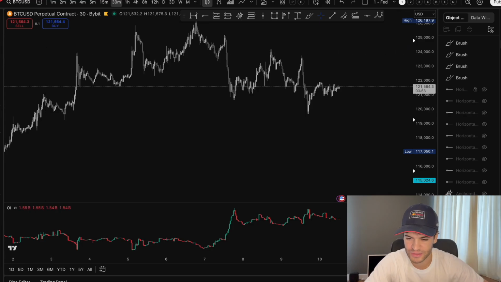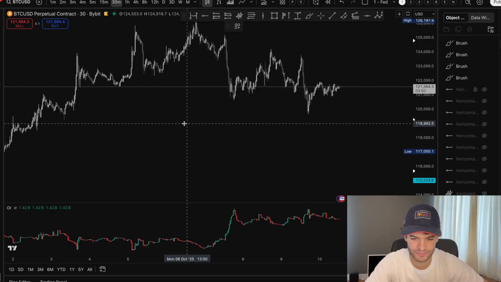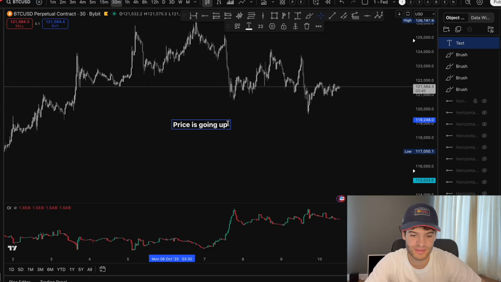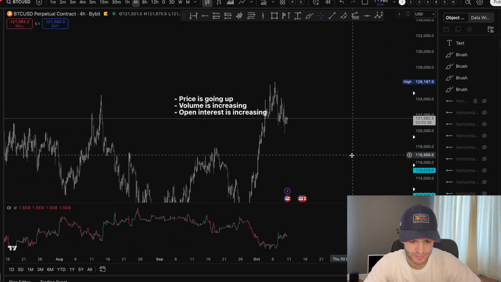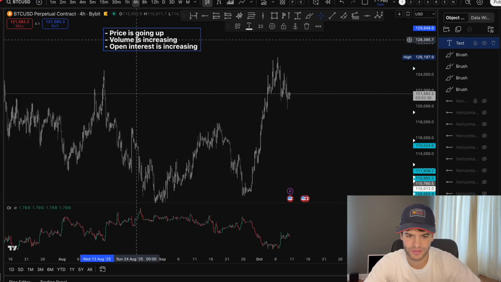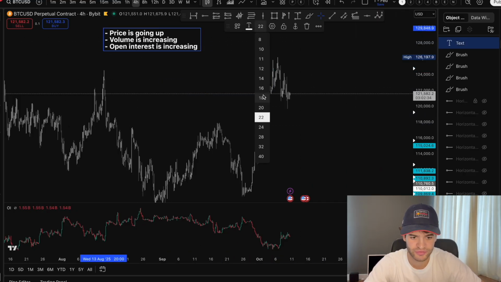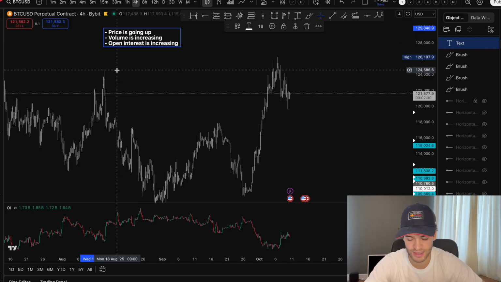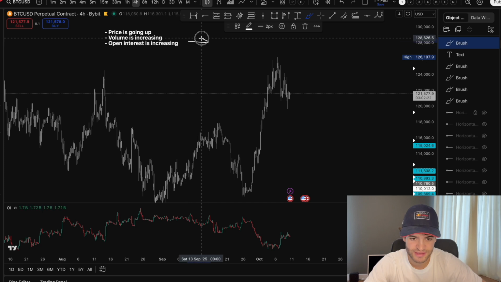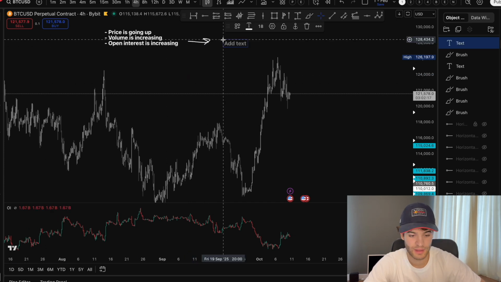So I'm going to make like a little table here to explain it better. So we have the first scenario where price is going up, volume is increasing, and open interest is increasing. And to be honest, I don't know how accurate it is on TradingView because I don't typically use TradingView for open interest. I use ExoCharts or ATAS. But anyways, when you have this, it signifies that you have a very strong uptrend. So it is very bullish.